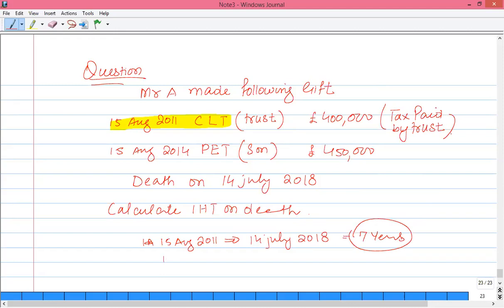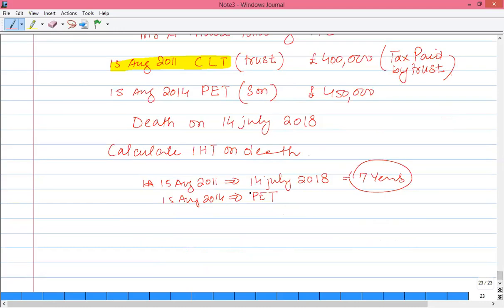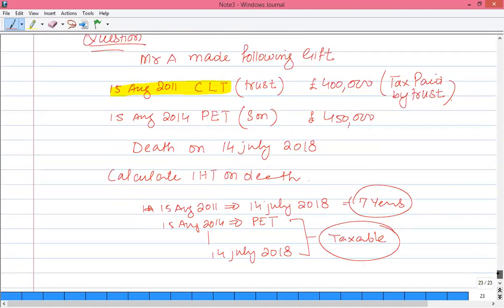Similarly, on 15th August 2014, there is a PET, and a PET is exempt at the time of the gift. Now, as far as the death is concerned, the death is 14th July 2018, so that means the PET is also taxable on death. So let's work out the tax on the PET on death. But for that, we have to work out the CLT value. First, let's identify the CLT.